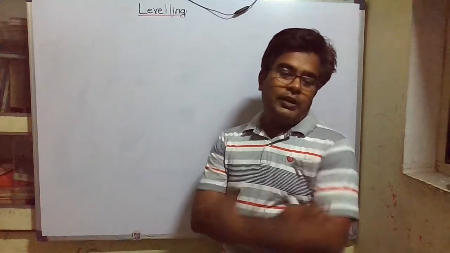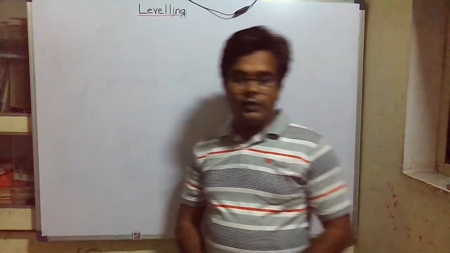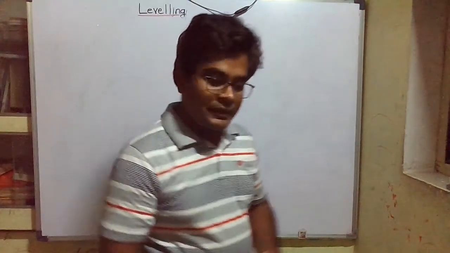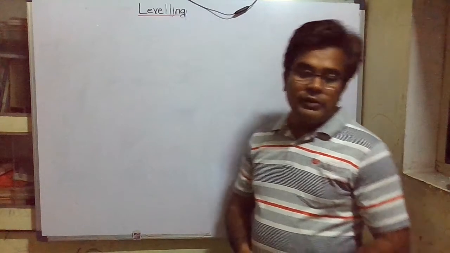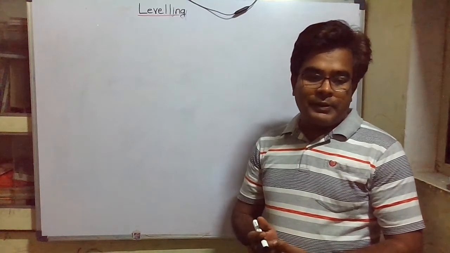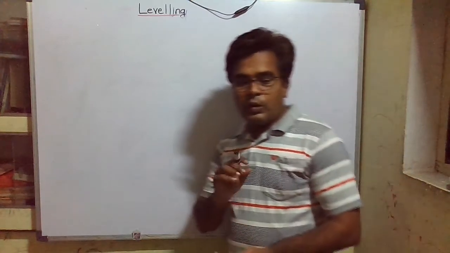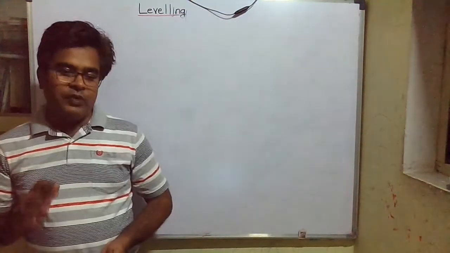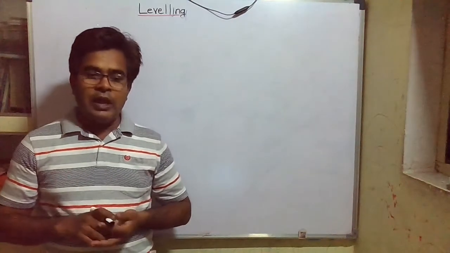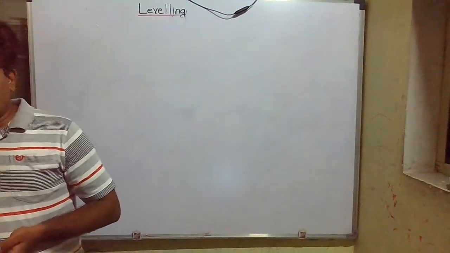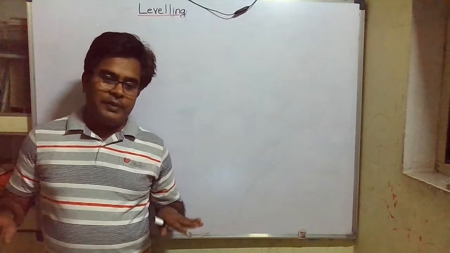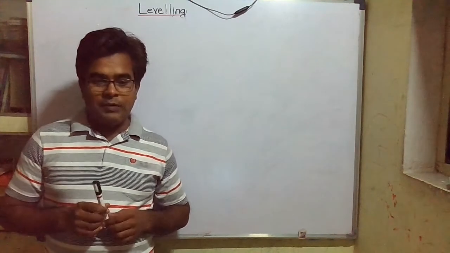We have studied level surface, level line, horizontal plane, vertical plane, then datum surface or line, then reduced level. Okay. So what is a datum surface? Here in leveling we measure the vertical height of different points or objects on the surface, and to measure those vertical heights we need some reference. That reference is nothing but the datum line.